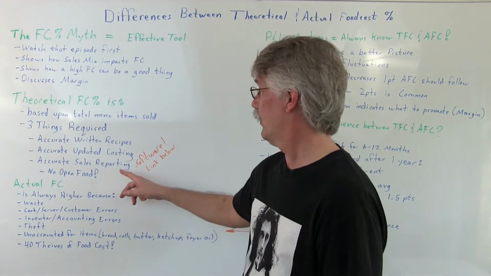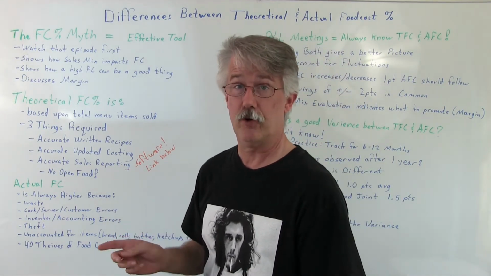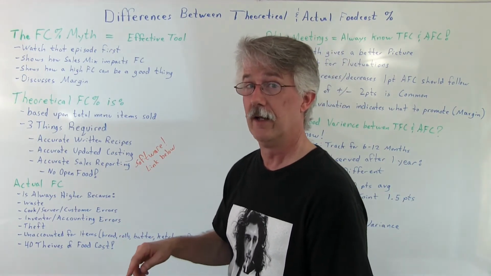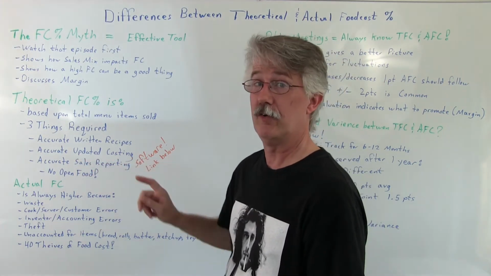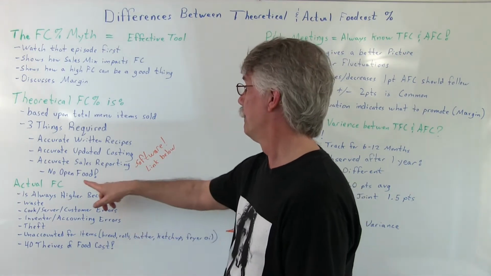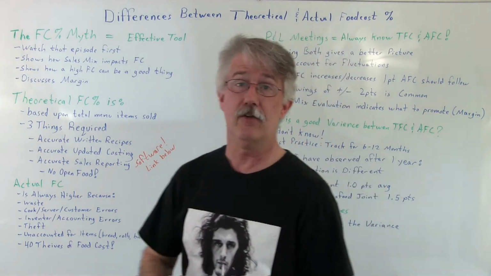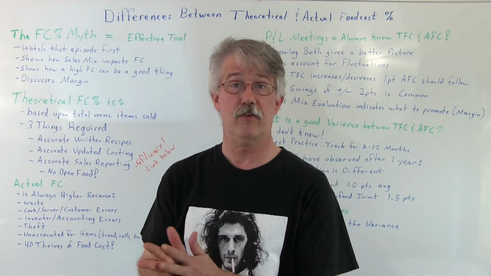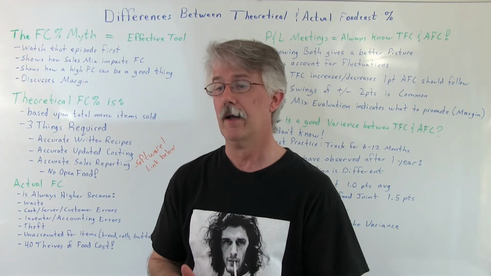So really the best way to do it is when you are doing your month-end inventory for actual food costs in your P&L, that's when you should also update all of the costing on all of your recipes so that they are current pricing. Last thing you need is accurate sales reporting. Now this is typically done through POS systems, and that's probably the easiest part to get done.